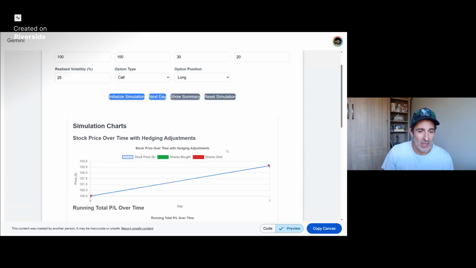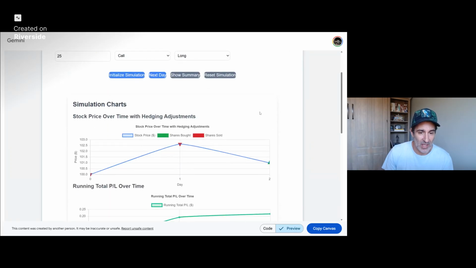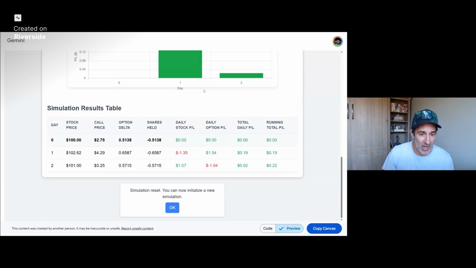All right, so then we just run the next day. Okay, the stock drops now. Where did the stock go? If you hover over this, you see the stock dropped to just about 101, about $1.60. Let's go down to the table, that's the best place to see things. You're going to lose on your call, because the call option that you owned that was $4.29 is now only worth $3.25. So you lost $1.04 on your call.